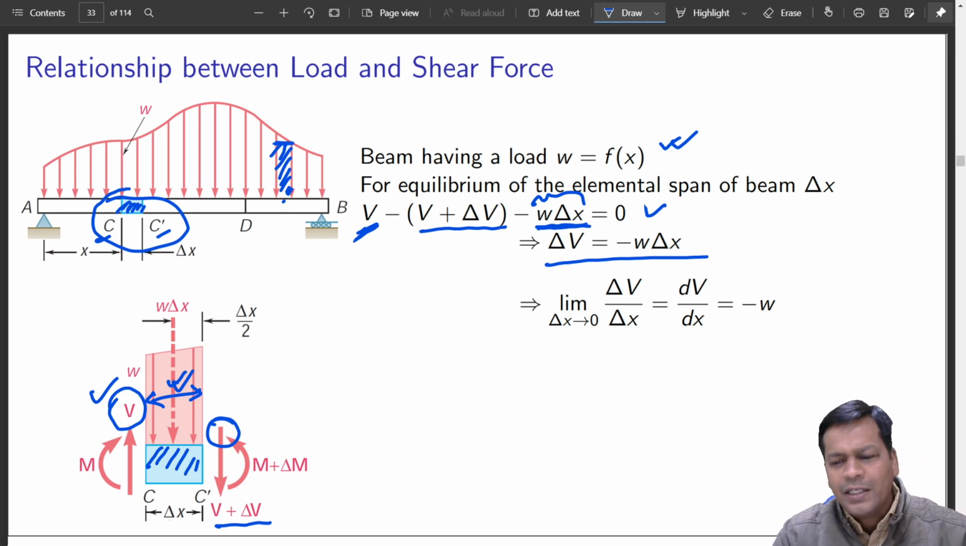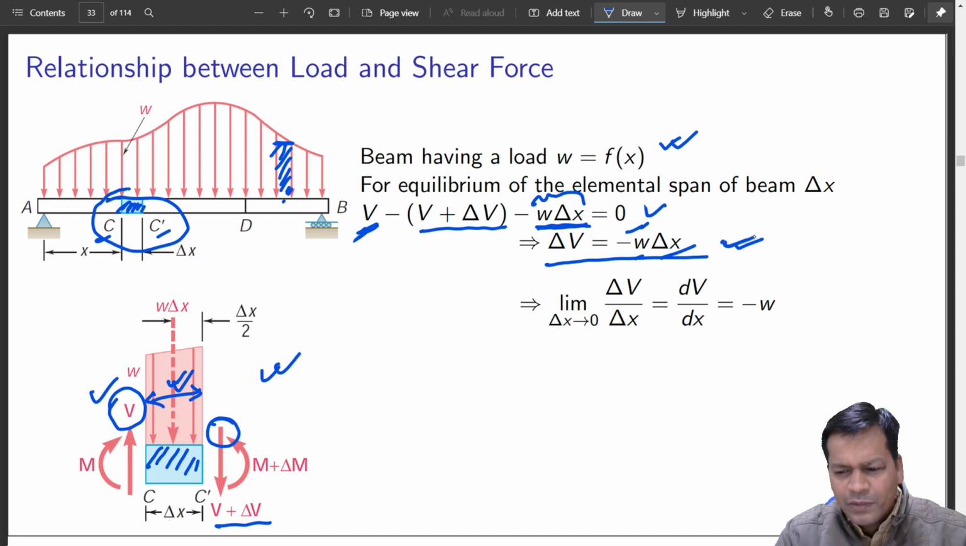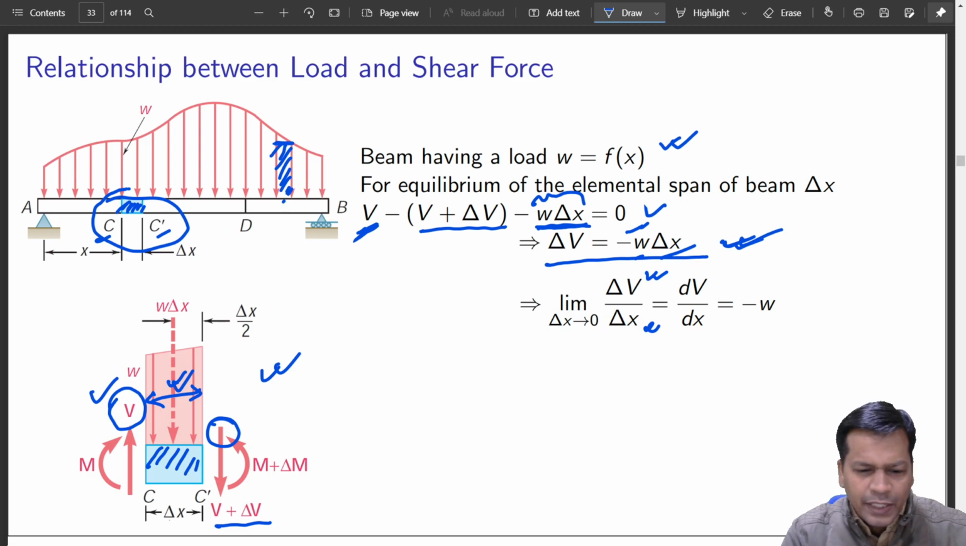And how much is that? That is equal to W into delta x, and it is acting downwards. So this can be directly extracted also, even without considering this as a small element and doing all this exercise. This is clearly visible as well. So if I divide both sides by delta x, what do I get? Delta V by delta x is equal to, if it is tending to 0.